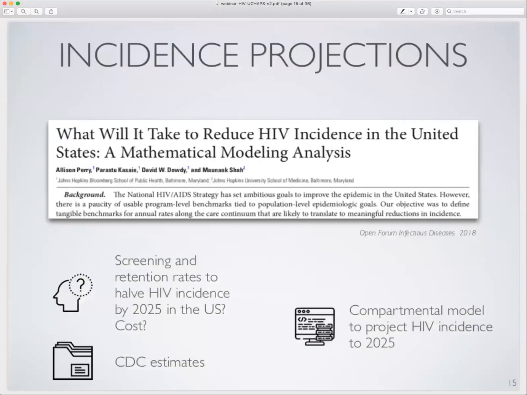to project incidence. In this second example, we have a study by a US group from Johns Hopkins that uses a mathematical model to investigate a relatively simple question, which is actually in the title of the paper: what will it take to reduce HIV incidence in the United States? But their question is actually more focused, as they consider what should be the screening and retention rates in order to halve HIV incidence by the year 2025.